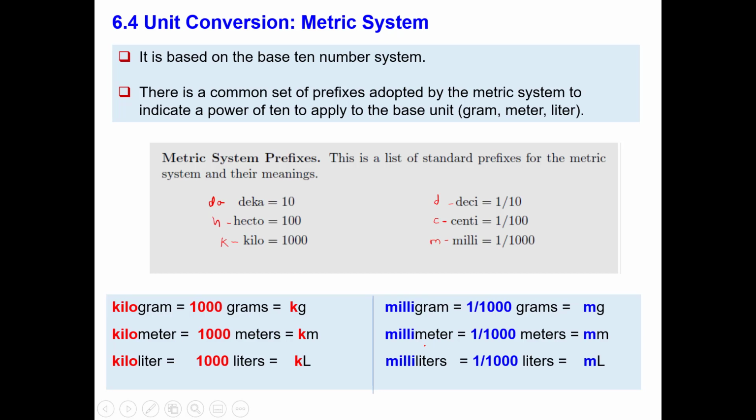Here we have millimeters, and in this case the first m is the prefix and the second m means the unit is meter. Here we have milliliters, where we write m for the prefix and L for liters. In any case, the milli prefix indicates thousandth, and then there is the base unit. We can use the prefixes with any base unit.